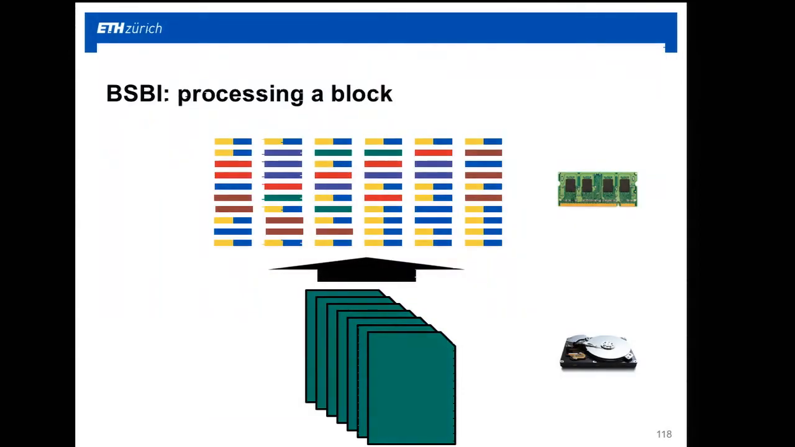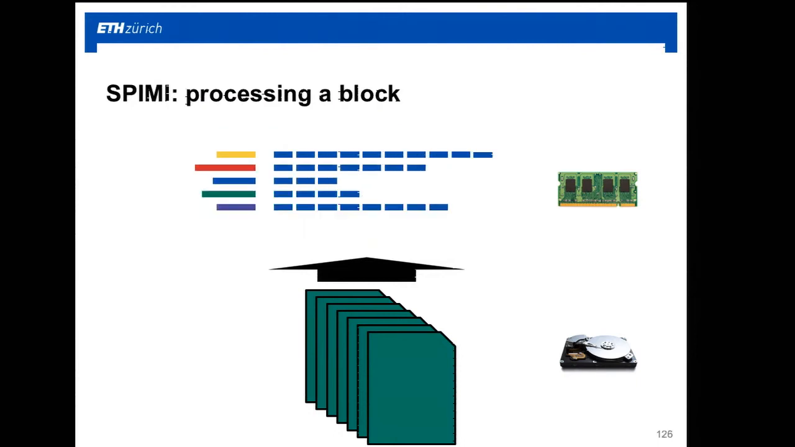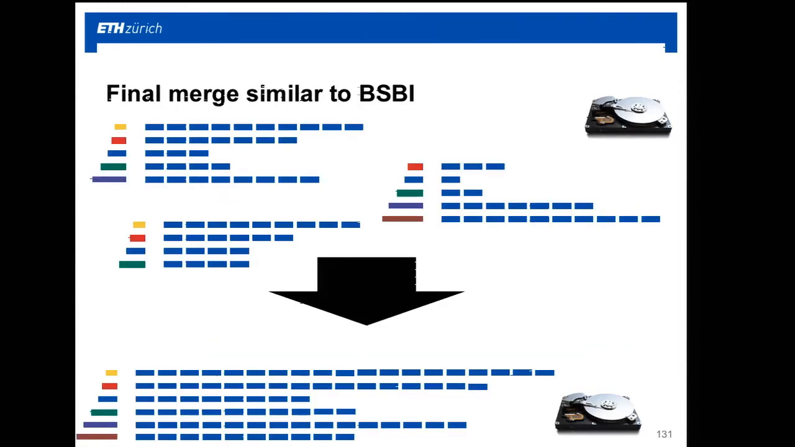But then we had SPIMI, which was an improvement over BSBI. The idea is that we don't have to keep the term-to-term ID mapping in memory, because instead of processing the postings in memory, the term-document pairs, we directly build a smaller version of the standard inverted index, but just for that one shard. That's one of the major differences between BSBI and SPIMI. Then we write them back to disk, and then we do the final merge. But here you see the difference: we don't have term IDs, we really have the terms directly, right?